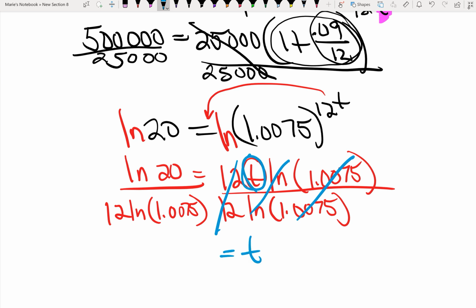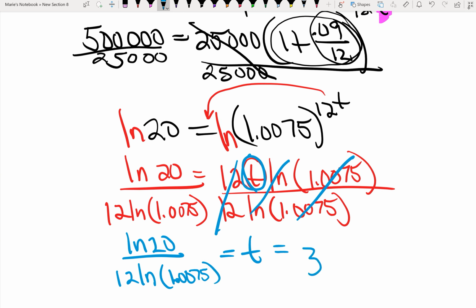So now just use your calculator. So t is equal to the natural log of 20 over 12 natural log of 1.0075. And you end up with approximately 33.4 years.